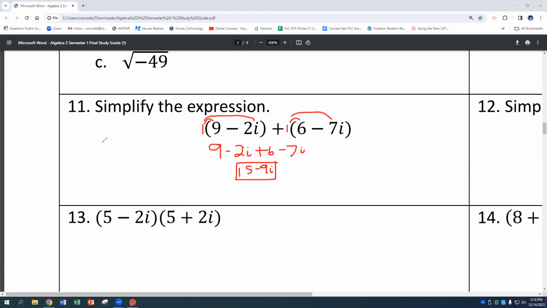Remember, we write complex numbers in the form a plus bi. So our form is already good. a is 15, b is negative 9.